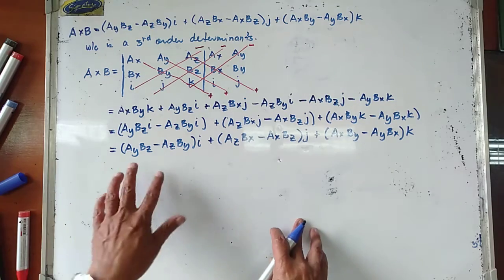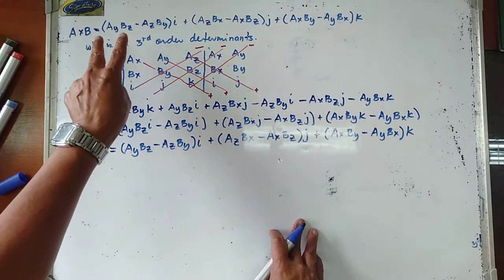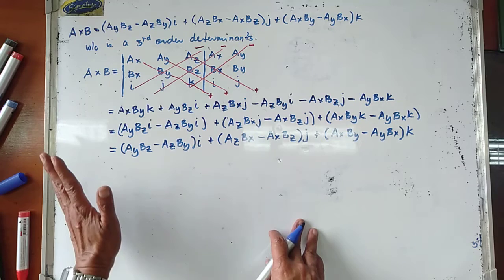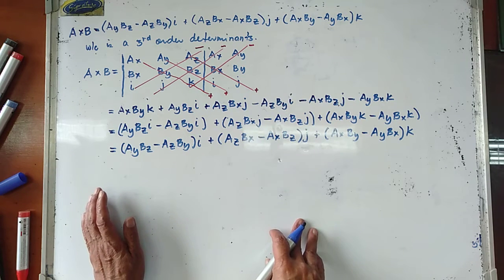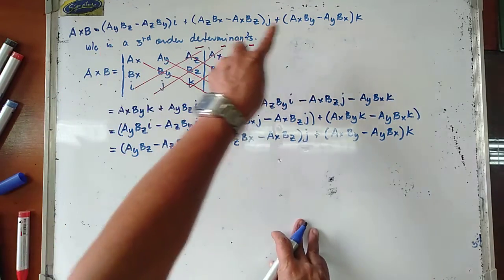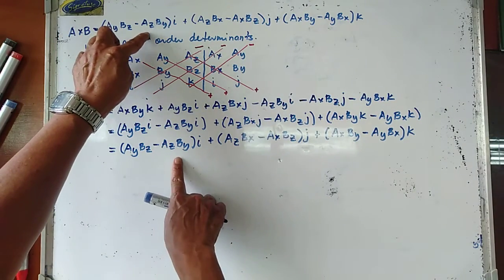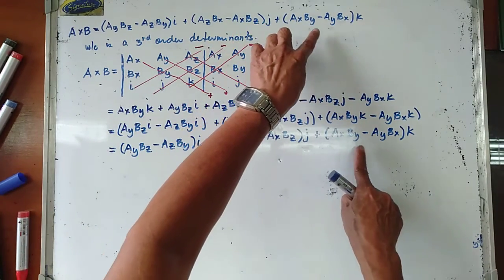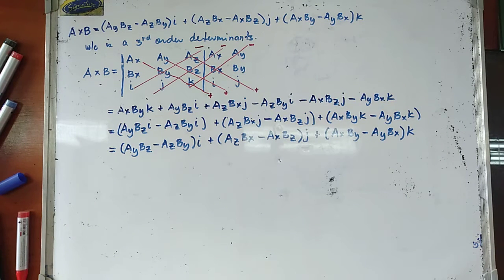So if you take a look in here now, this is the same as the expansion of the cross product of two vectors. To determine the cross product of two vectors, we can make use of the third order determinant. So that is AY BZ, AZ BY, AZ BX, AX BZ, AX BY, AY BX. Now, this third order determinant can be reduced to second order determinants.